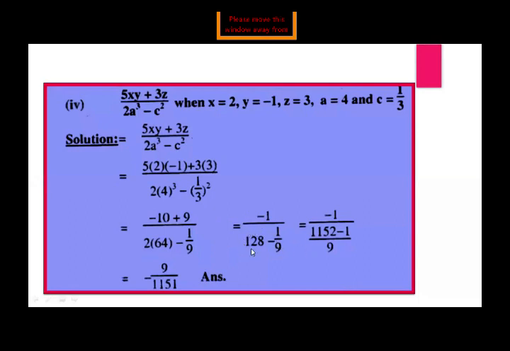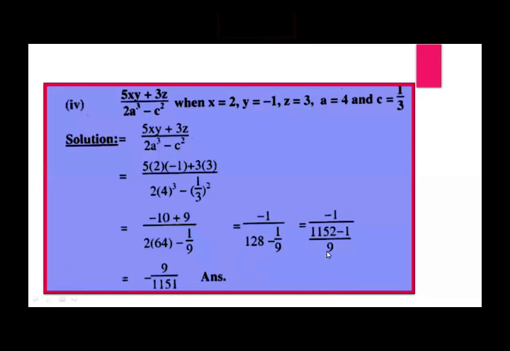In denominator, we observe that we have a whole number and a fraction. So obviously we are going to solve that part by taking LCM. LCM will be 9. That LCM will multiply by first term that is 128. When we multiply 9 by 128 answer is 1152. You can check in calculator. Then multiply LCM by the second fraction, answer is minus 1. From here numerator will be same. In denominator 1152 minus 1 answer is 1151.